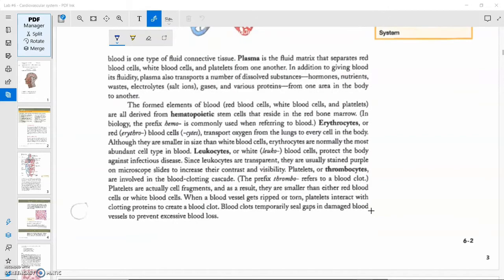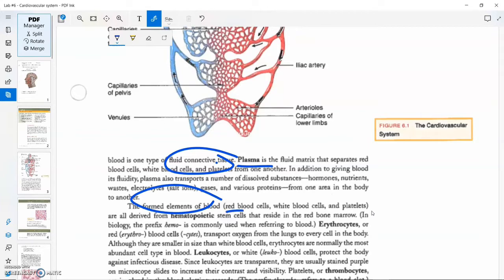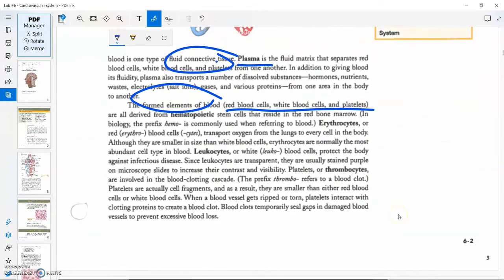I'm going to skip the circulation here. So it's a connective tissue. It has a matrix, liquid matrix, plasma, and formed elements which are red blood cells, white blood cells, and platelets, that all are derived from the hematopoietic cells in the bone marrow.